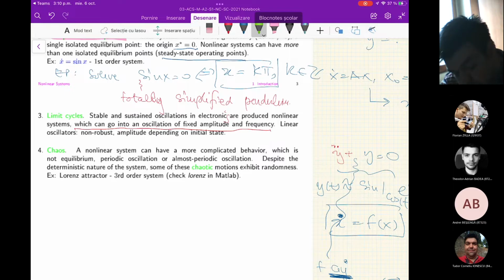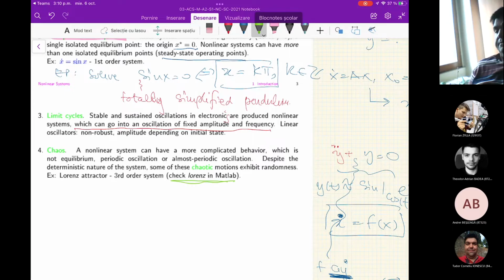And you have to try this command in MATLAB called Lorenz, and see the behavior of this. Let me see if I can start my MATLAB and try to show you what happens.